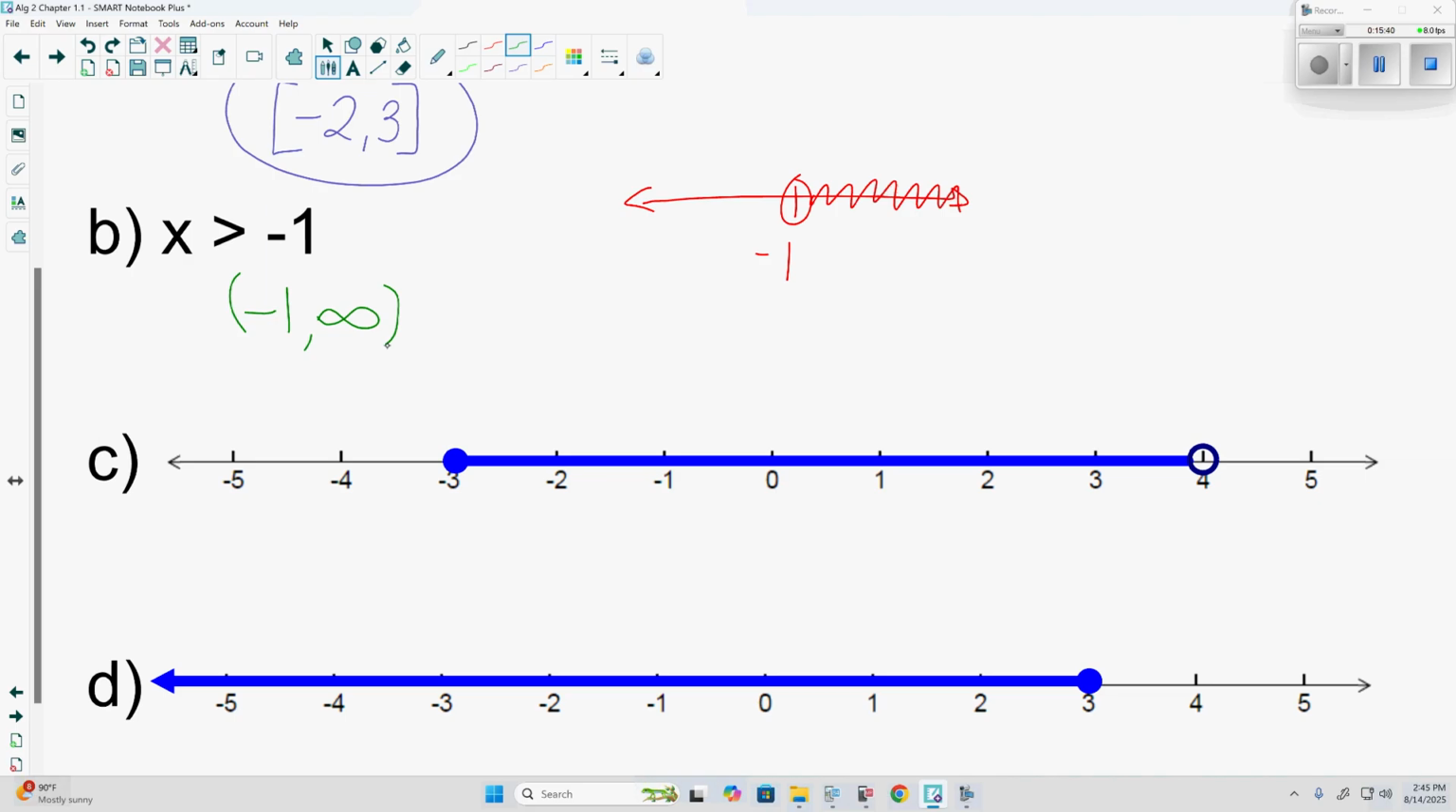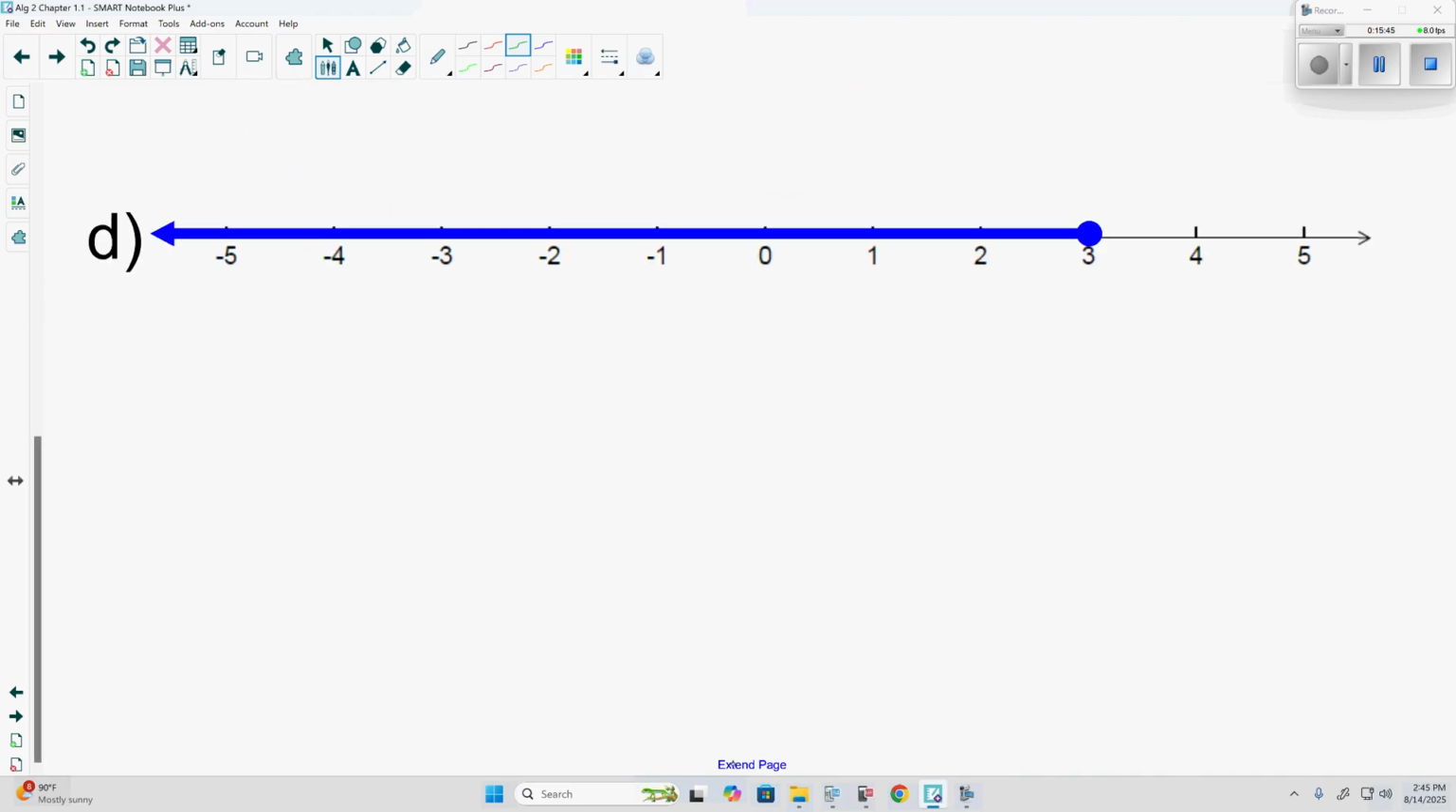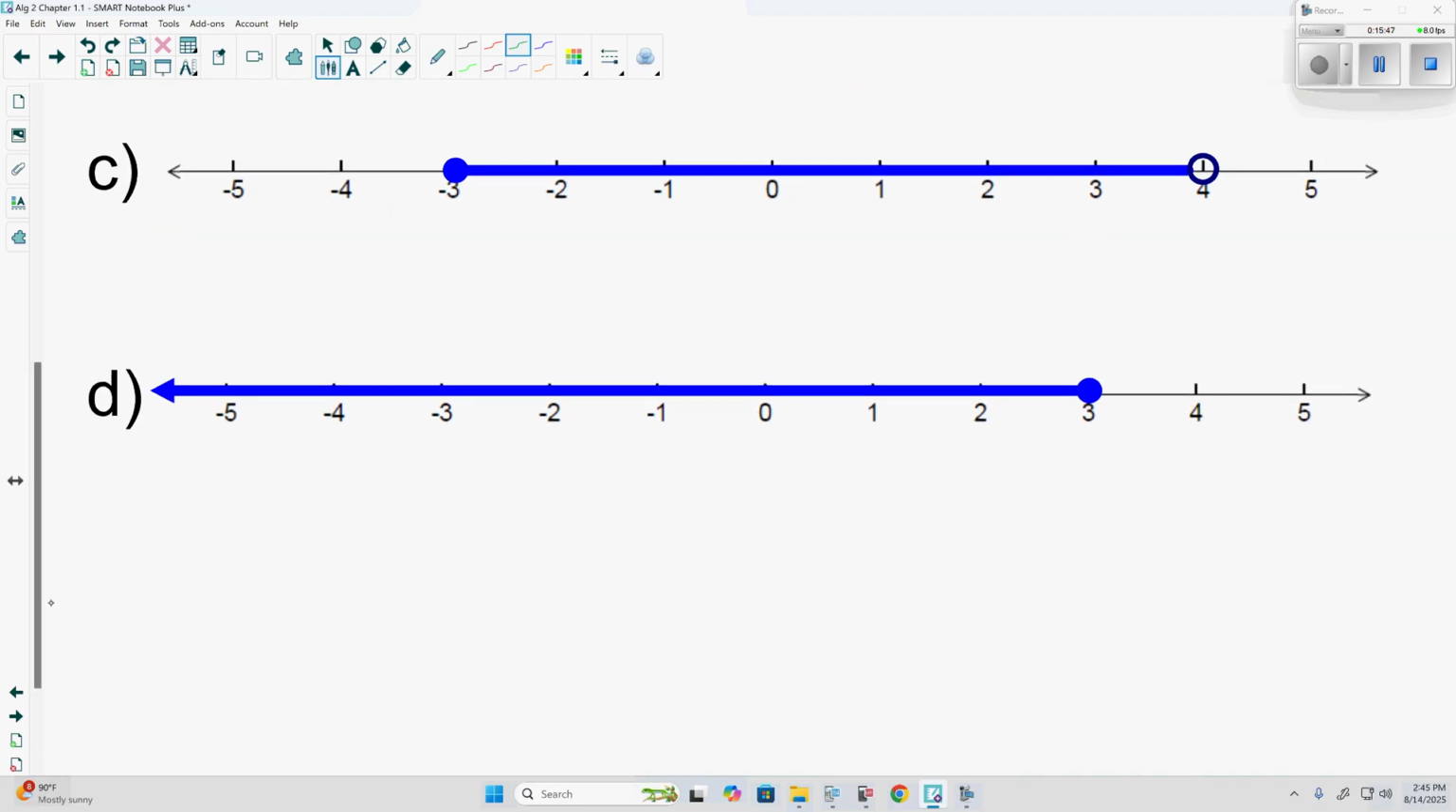So C, we have two endpoints, yes? And they are? Negative 3 and 4. Now they are connected together, so they will be in the same interval. The only time they wouldn't be is if we had two intervals in the or statement going in opposite directions, then we'd have two separate statements. The negative 3, is it included or not? It's included, so we put a bracket.